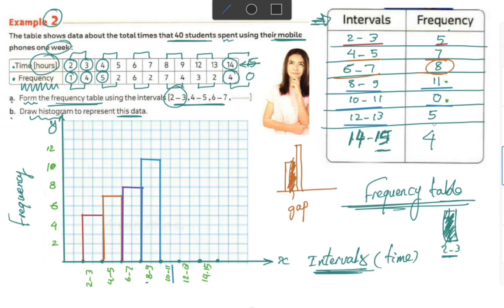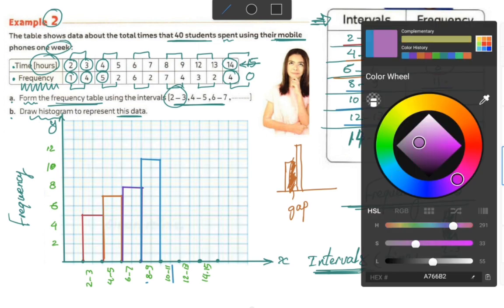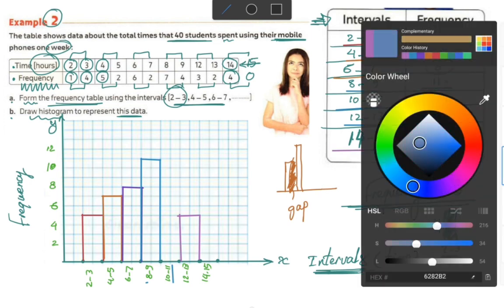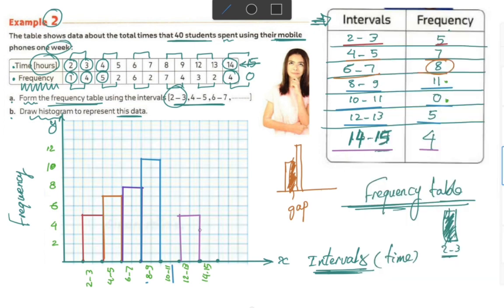From 12 to 13 we have a frequency of 5. So first 5 is between 4 and 6. Next line. Now close. Last interval, from 14 to 15, we have frequency 4. Where's 4? Here. Yes, draw it. Now close your rectangle like this.